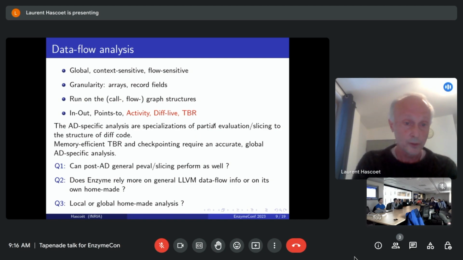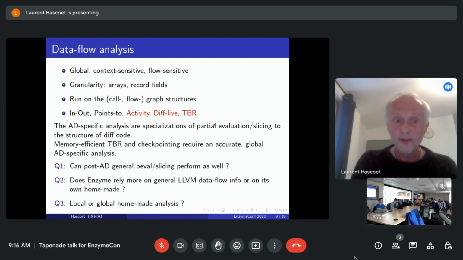Here's the list, well, it's a partial list, of the analyses. In red are the analyses that are specific to AD. Activity detects what variables need a derivative or will have a non-trivial and useful derivative. Diff-liveness finds the original code instructions that are needed to compute these derivatives. Otherwise, you can take them out. TBR is about variables whose intermediate values need not be stored because they will not be used during the reverse differentiation.